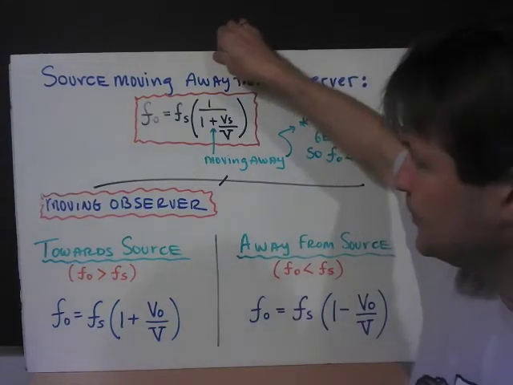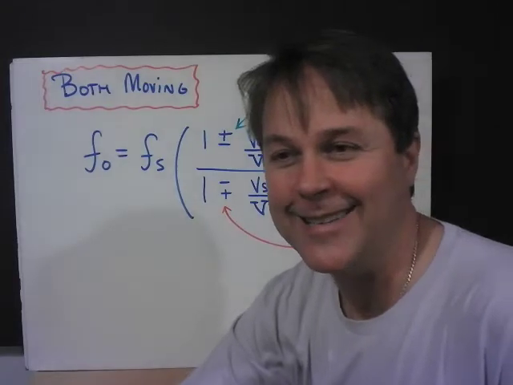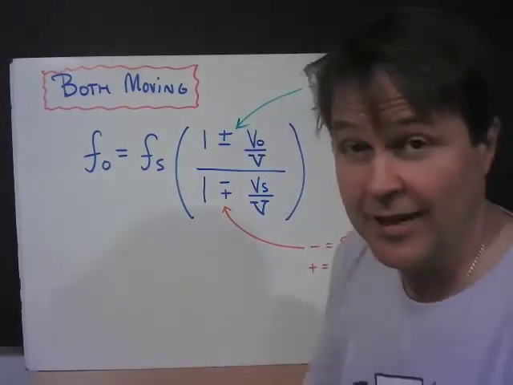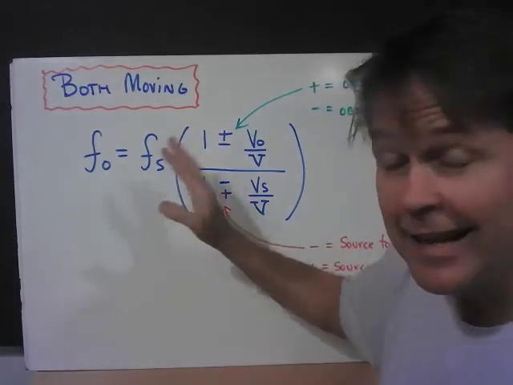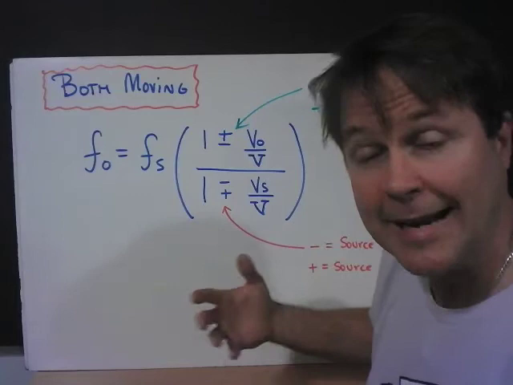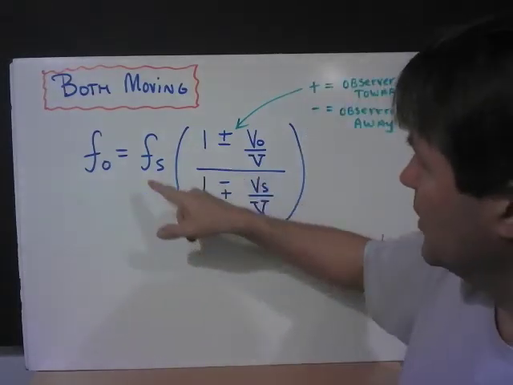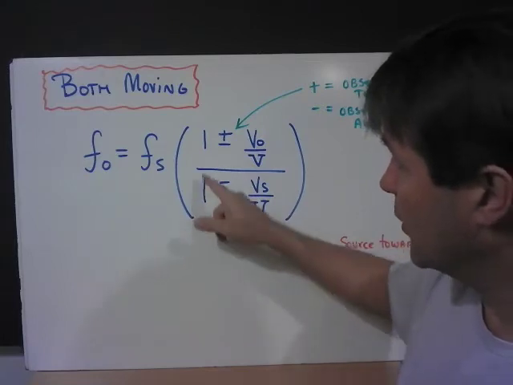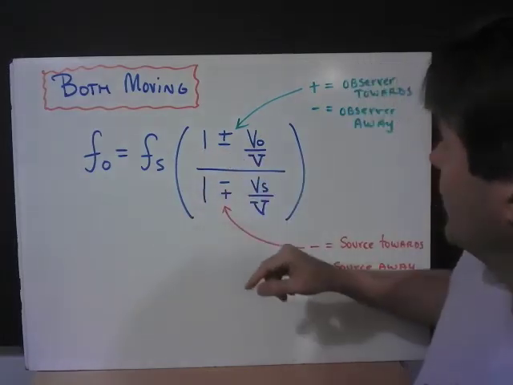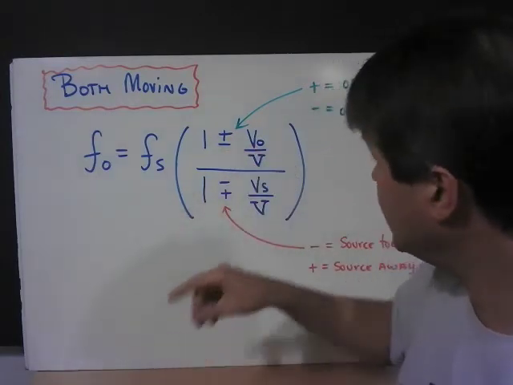And finally, what happens if both the source and the observer are moving at the same time? You get this formula here that you're going to have to deal with. And again, I'll give you the formulas. You just have to know how to interpret them and how to use them to solve your problems. So this is written in a generic form where you have one plus or minus and the rest of it. Now, how do we interpret? When do we use plus? When do you use minus?